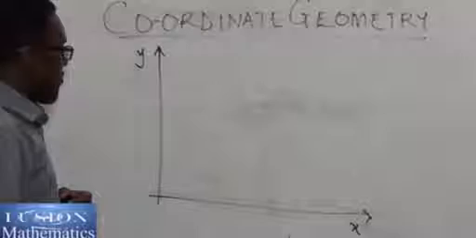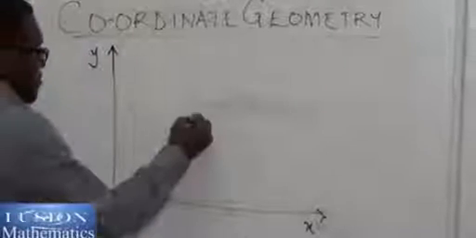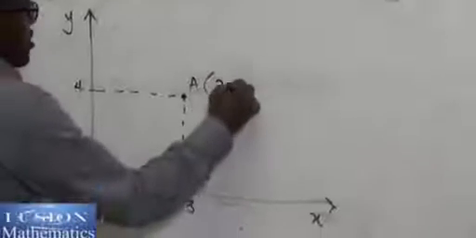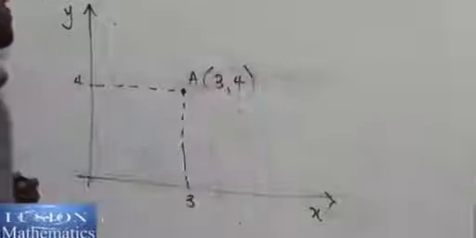If, for instance, we have a point in the graph, to get the location of the point, give, for instance, this point, we locate it to the x-axis, and we find it to be 3. Then to the y-axis, 4. So give, for instance, the point is point A. So the coordinate of this point is (3, 4).